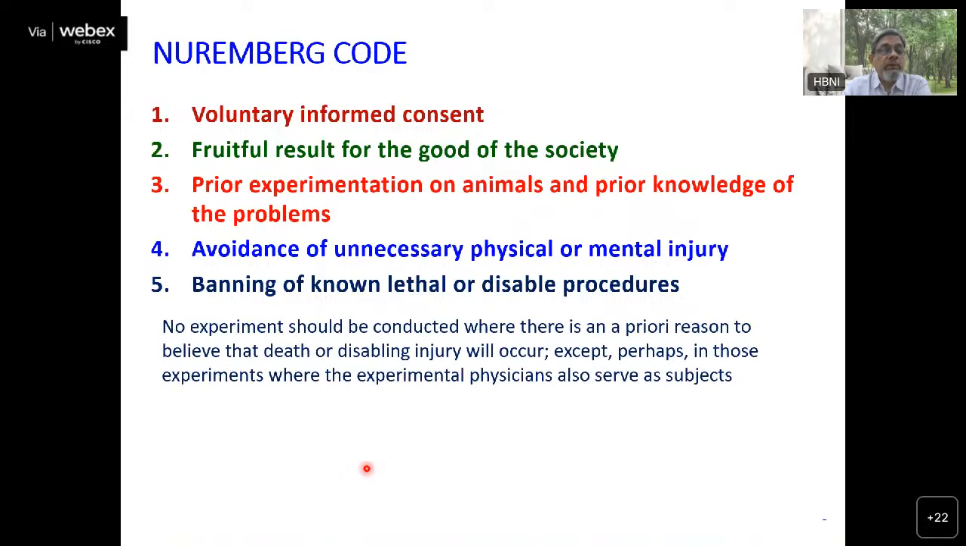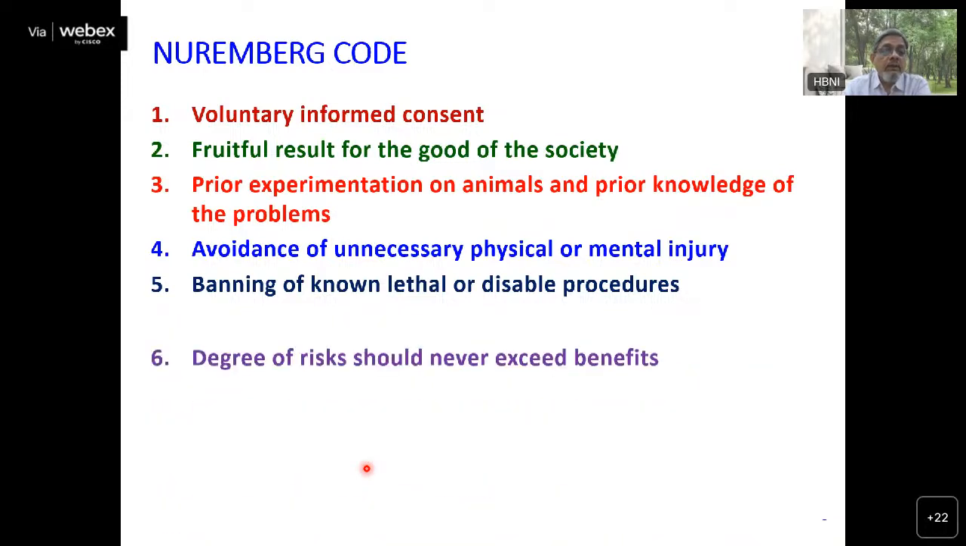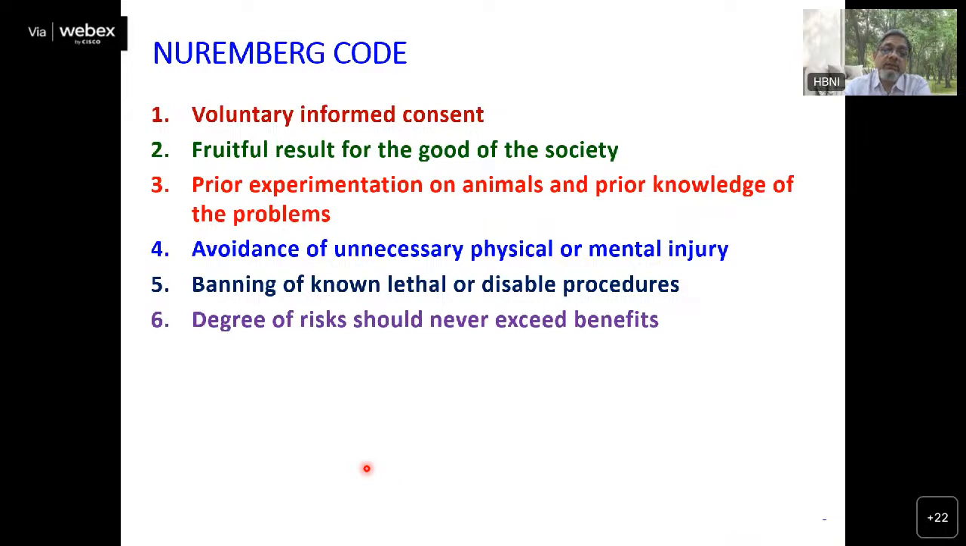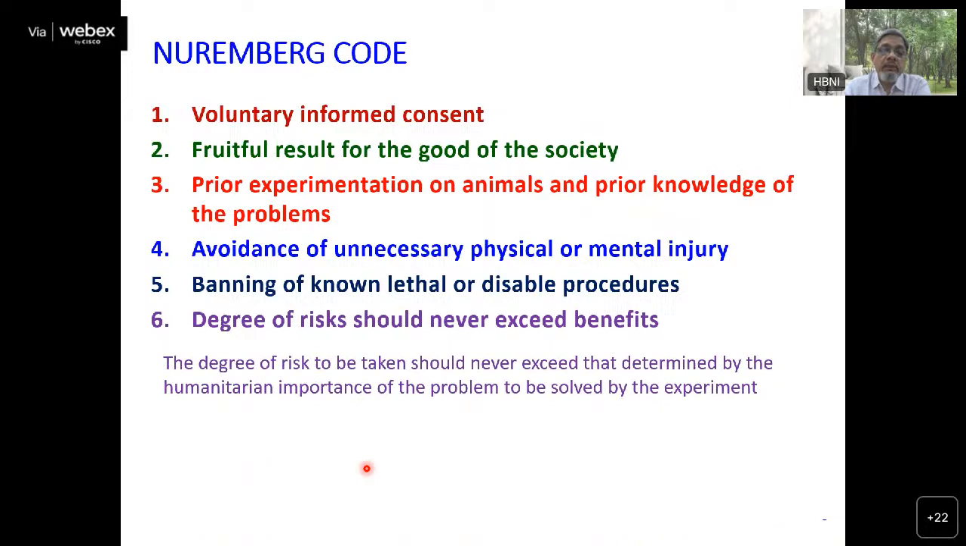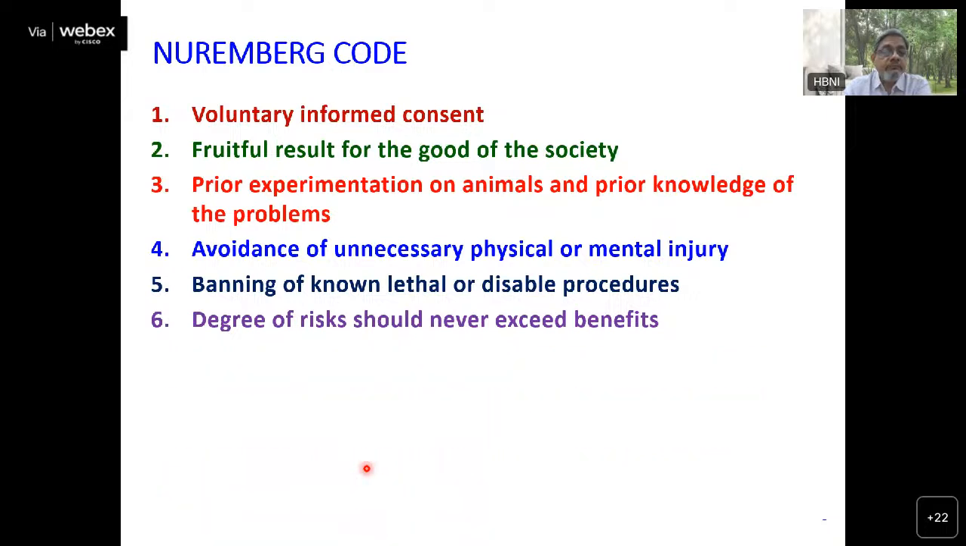Okay, so no experiment can be conducted where there is an a priori reason to believe that it could result in the death of the human subject. Then the degree of the risk should never exceed the benefits. So this is a balance which has to be always kept in mind, that the benefit has to be much higher, better than the degree of risk.